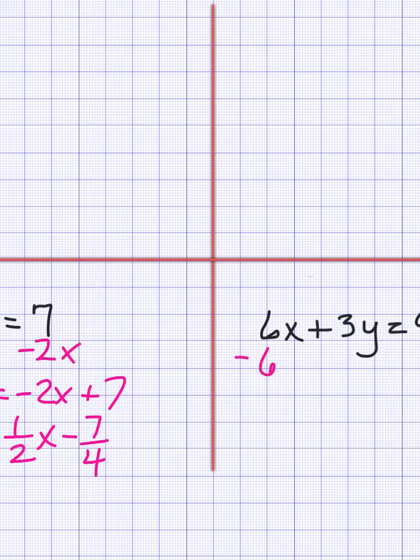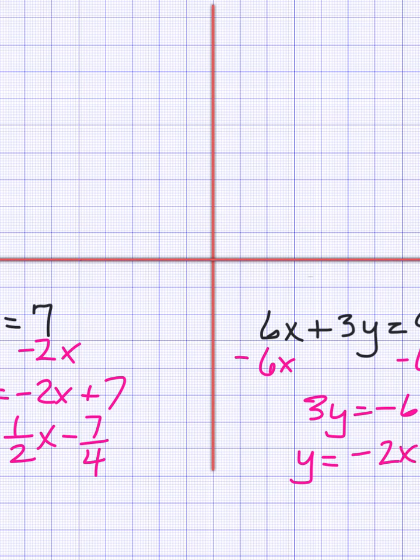Over here I would start by subtracting the 6x. 3y equals -6x plus 9. My equation y equals -2x plus 3. So the question, are these two parallel?